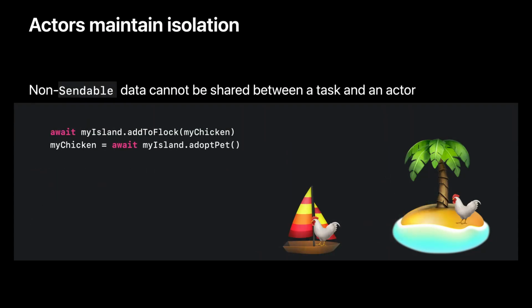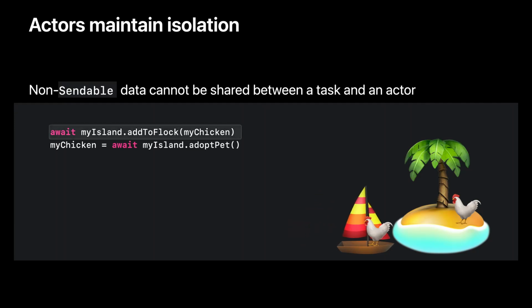Just like with two boats meeting on the open sea, interactions between a boat and an island need to maintain isolation of both by making sure that non-sendable types don't pass between the two. For example, perhaps we try to add a chicken from our boat to the flock on the island. This would create two references to the same chicken object from different isolation domains, so the Swift compiler rejects it.